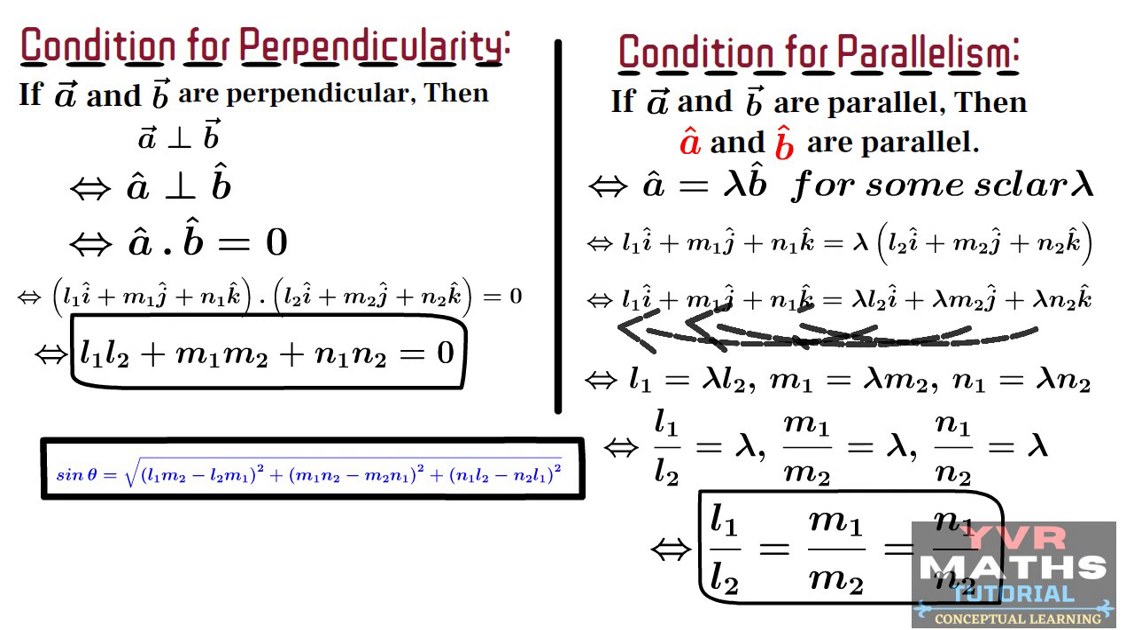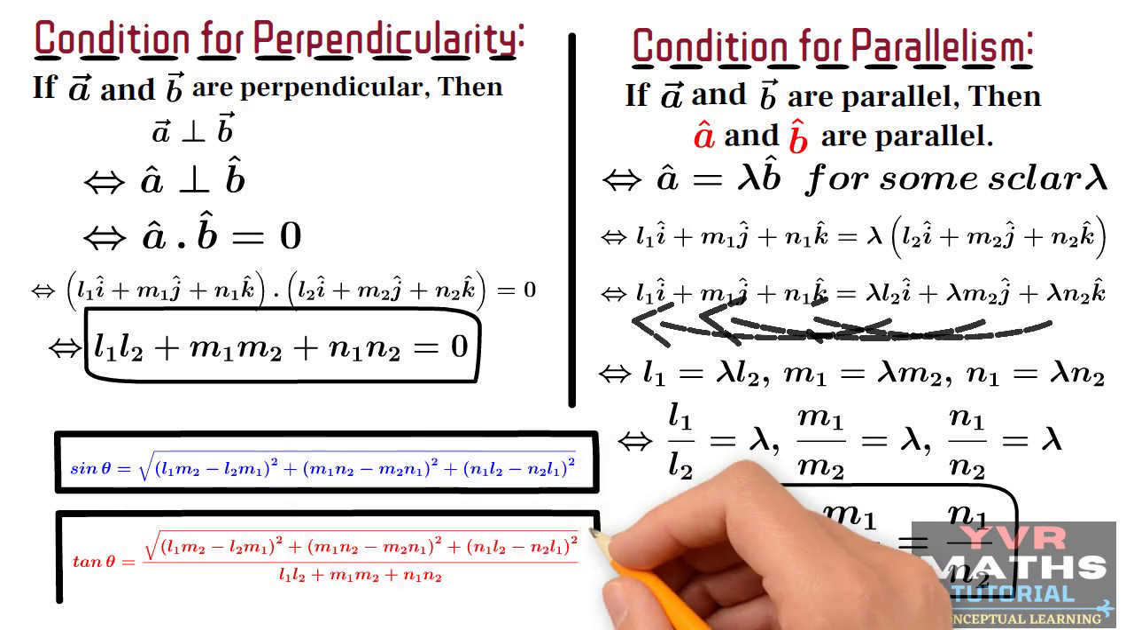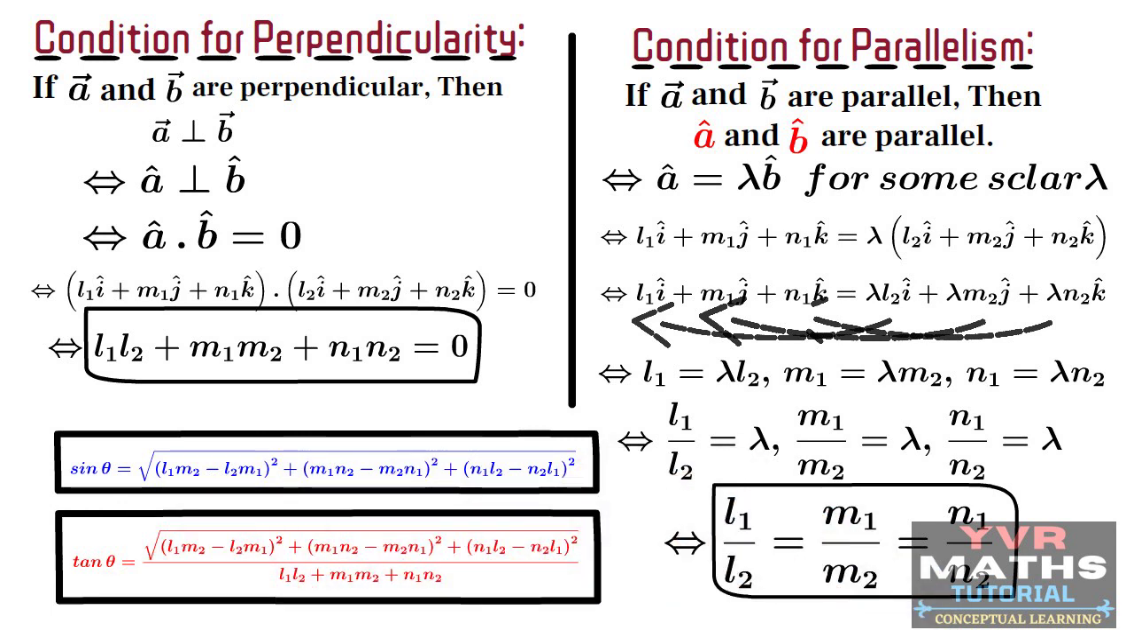Suppose you need the angle in terms of tan. You know from the trigonometric basics, tan theta is equal to sin theta by cos theta. You know the sin theta formula and the cos theta formula, so sin formula by cos formula. Then what is the formula for tan theta? Tan theta is equal to the square root of (L1 M2 minus L2 M1) whole square plus (M1 N2 minus M2 N1) whole square plus (N1 L2 minus N2 L1) whole square, whole divided by L1 L2 plus M1 M2 plus N1 N2. So this is the concept if you know the direction cosines of a line.